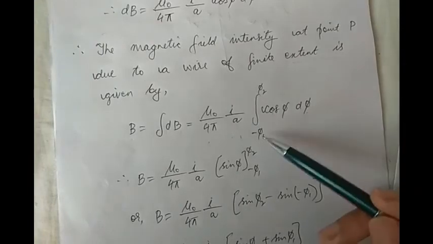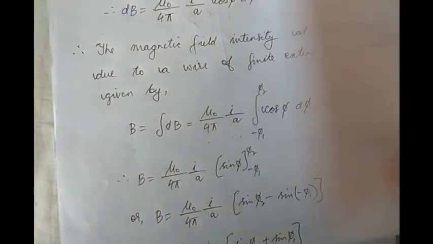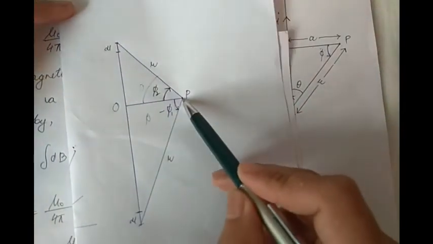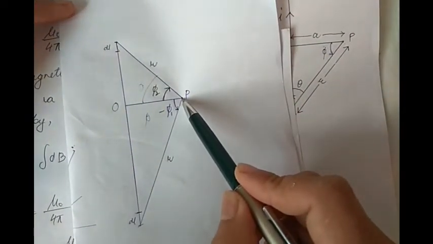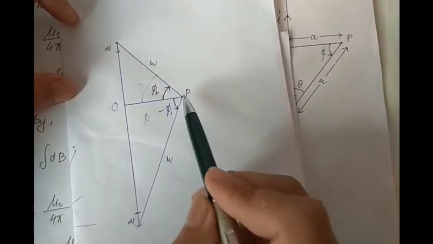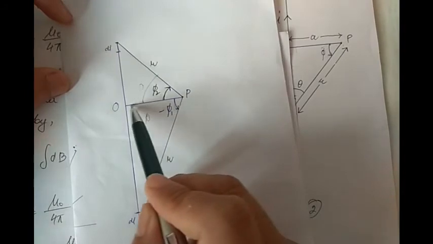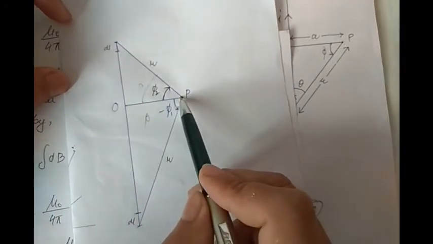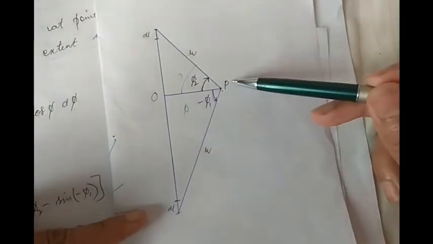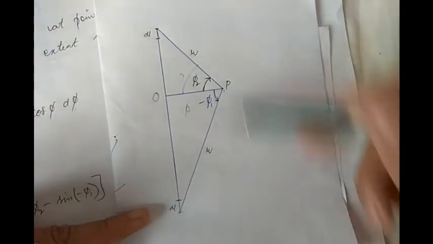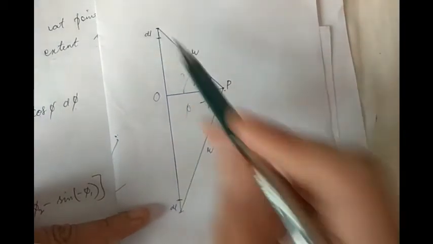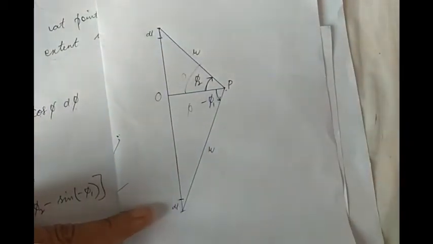Now let's see why one is phi 1 and why the other one is phi 2. When we are discussing a wire of finite extent, this point P could have been anywhere, in the sense that it is not necessary that this point P lies on the perpendicular bisector of the wire, like in this case. Since point P is closer to the upper end, point P can be anywhere, so it will make different angles with the ends of the wire, as you can see.